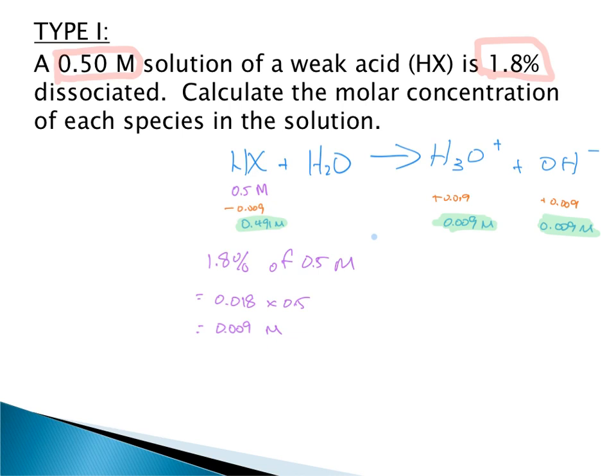So we need to find out what 1.8% of 0.5 was, and then do some subtracting or some adding, understanding that we start off with 0 of this and 0 of this. Okay? All right. Let's try a couple more examples.